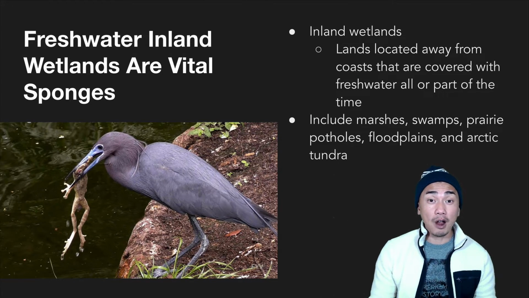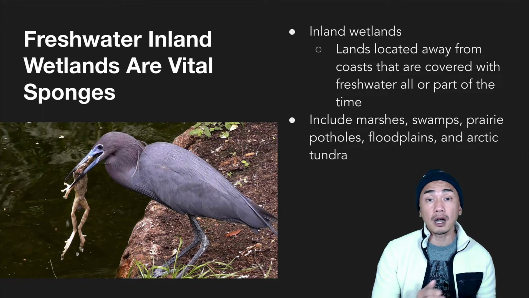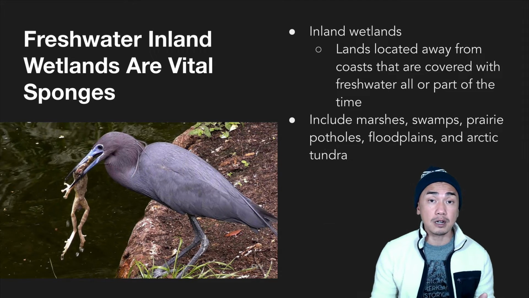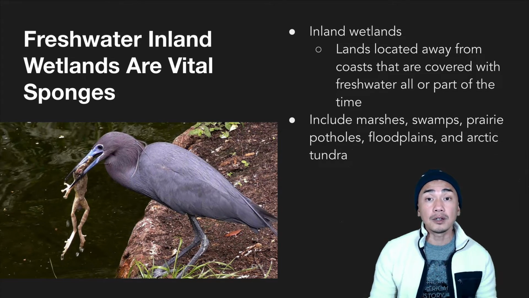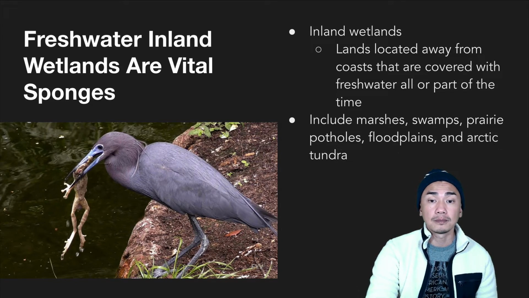Inland wetlands are freshwater wetlands located away from the coast. They're covered with water either all or part of the year. They include things like marshes, swamps, prairie potholes, floodplains, and Arctic tundra. They're important to life because they provide habitat. They're important to us because they provide a natural way to absorb and process toxins and pollutants.